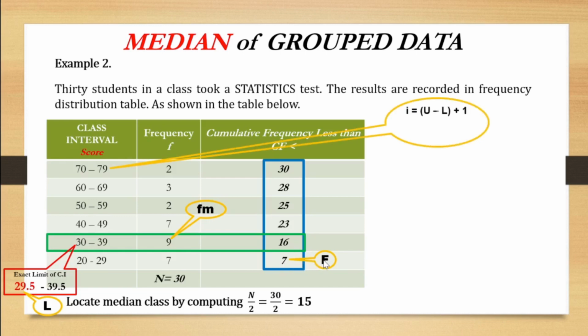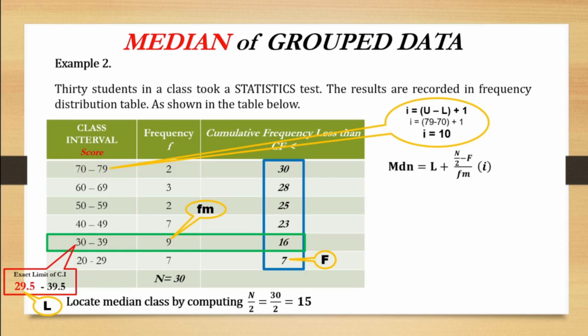And then let us compute now the class size interval. The class interval is 70 to 79. So our upper limit is 79 and our lower limit is 70. Let us now substitute into our formula. So i is equal to 79 minus 70 plus 1. So our class size interval is 10. So we already have the values of the following, and now we can compute our median.